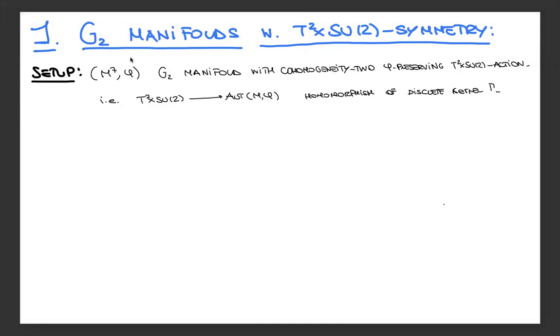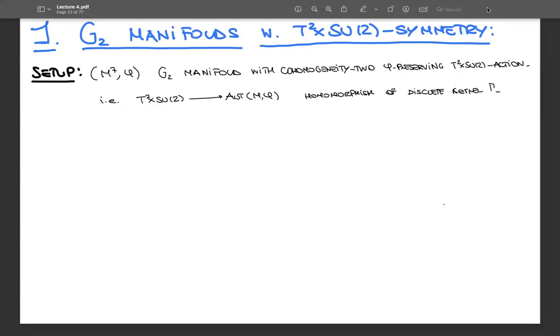So my setup is that I have a G2 manifold with a homomorphism action of T2 times SU2, which preserves my G2 structure phi. This means that I have a T2 times SU2 homomorphism into the automorphism group, and the kernel of this homomorphism is just a discrete subgroup of T2 times SU2. This is just to ensure that the principal orbit has dimension 5.